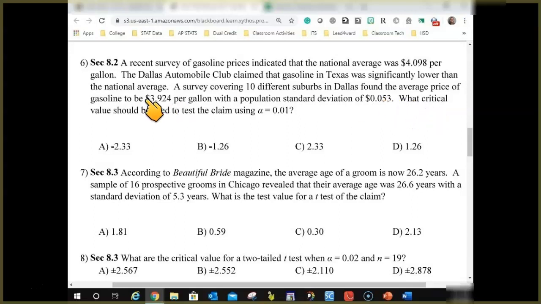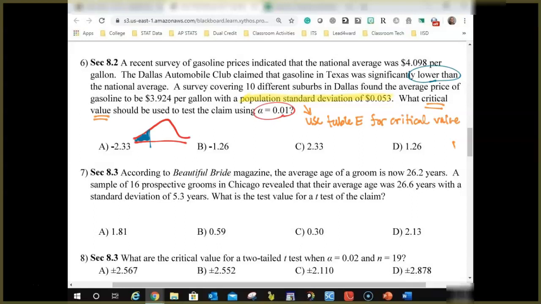What critical value should be used to test the claim with alpha equals 0.01? So to determine the critical value, we first need to determine is this a table E problem or is this a table F problem? We look at, it states population standard deviation, so that gives us an indication that we'll be using table E for the critical value. So we draw out our distribution, has an area of 0.01.